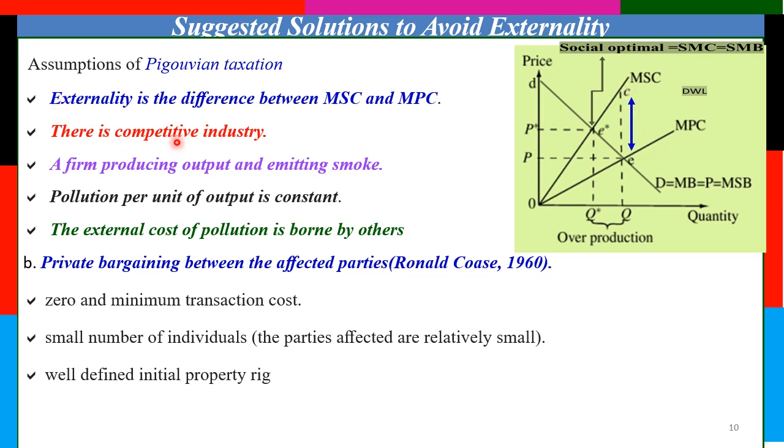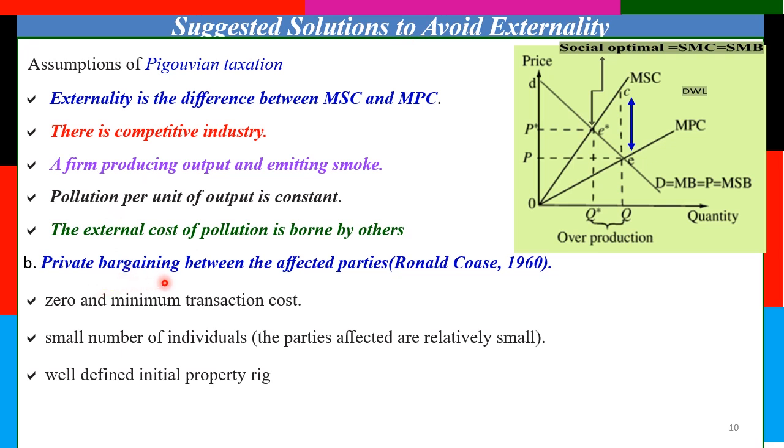There is a competitive industry, or maybe the market. The industry is competitive. A firm producing output and emitting smoke. There is the production, and there is the emission of waste product to the environment. Pollution per unit of output is constant. The amount of pollution emitted to the environment is constant. The external cost of pollution is borne by others, maybe by a third party. These are some assumptions of the Pigovian taxation.